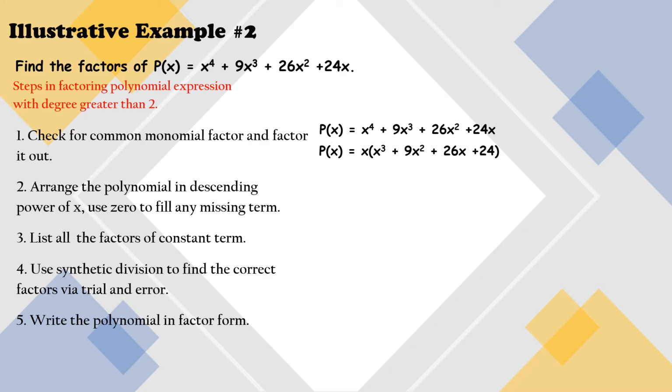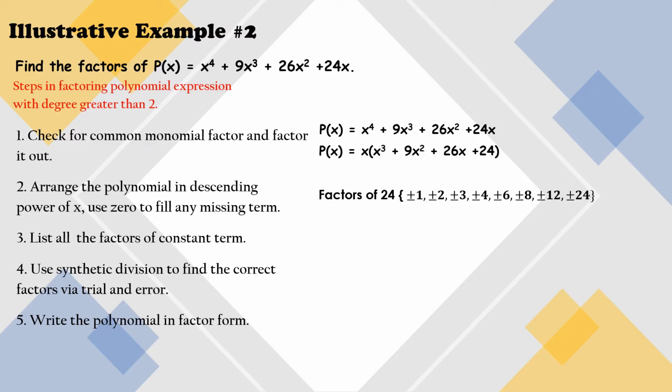So step 2 is to arrange the polynomial in descending power of x and use 0 to fill any missing terms. So x cubed plus 9x squared plus 26x plus 24 is already arranged in descending power of x, so therefore we're going to proceed to step 3. These are all the factors of the constant terms. So since we set aside our common monomial factor, then our constant term now is the 24. So we're going to list the factors of 24. We will have positive negative 1, positive negative 2, positive negative 3, positive negative 4, positive negative 6, positive negative 8, positive negative 12, and positive negative 24.